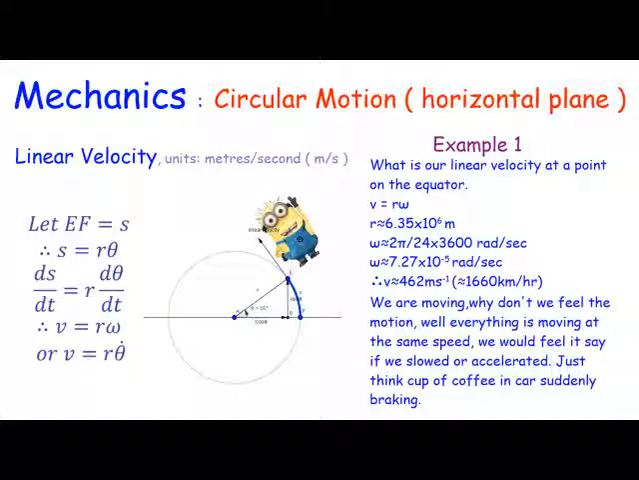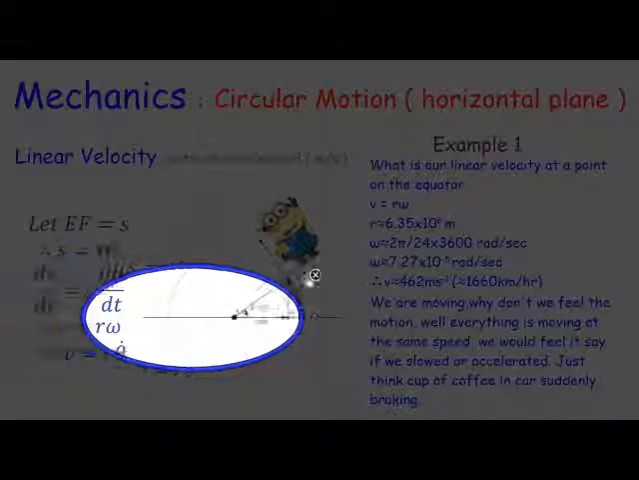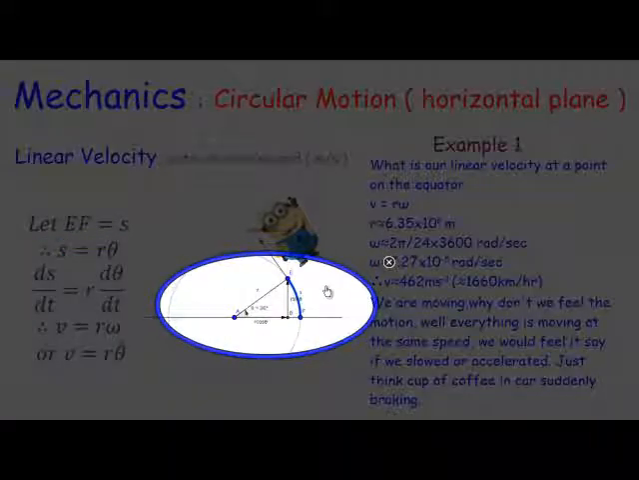Now, linear velocity, I'll just derive it here. Let's see if I can get this pen to work. Just hold on. Okay, I've drawn a circle. Now, let's have a look over here. We know EF is the arc length, which has a little s on it. We know that that is equal to r theta by our work with radians. In this case, s is equal to r theta, where theta is in radians, and r is just the radius of the circle.